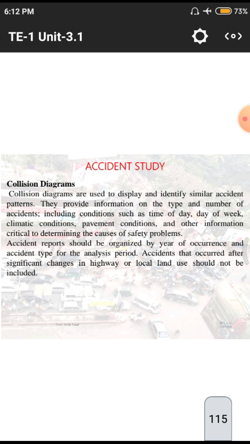Normally a huge amount of road construction materials travel on a particular road surface, so while they are traveling, some amount of sand or aggregates will fall onto the road, and those also lead to some amount of accidents. Those also have some tendency to cause particular accidents. Next one, accident reports should be organized by year of occurrence and accident type of analysis period.